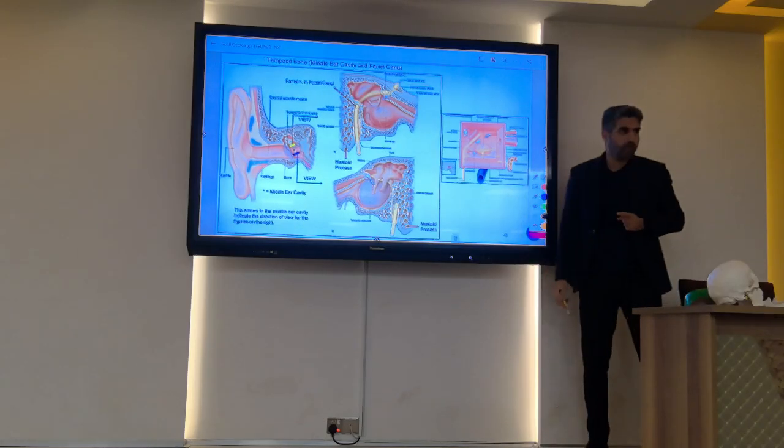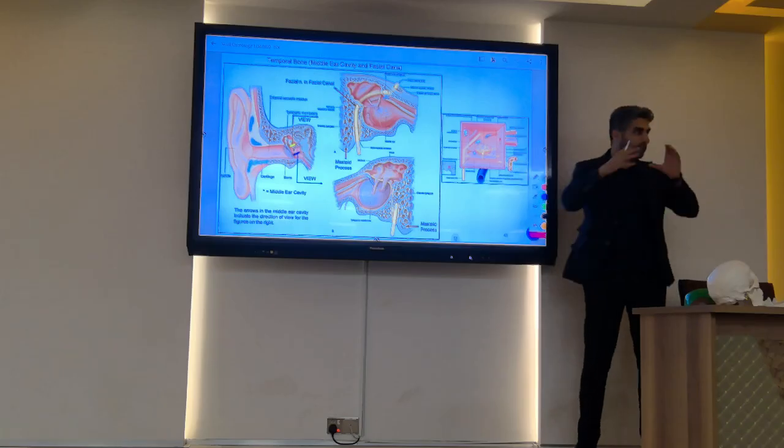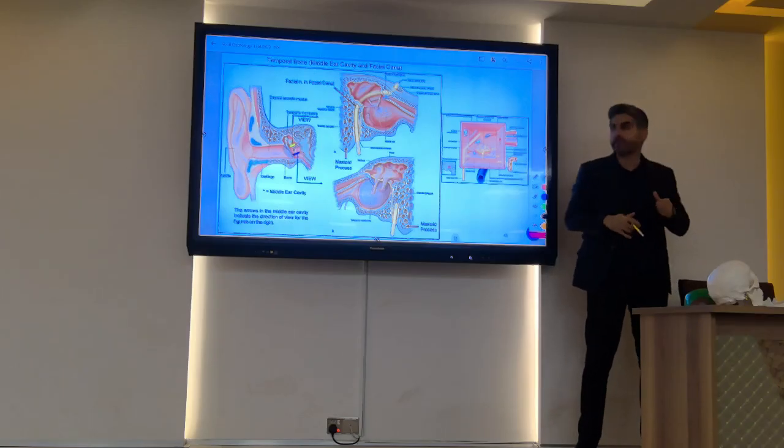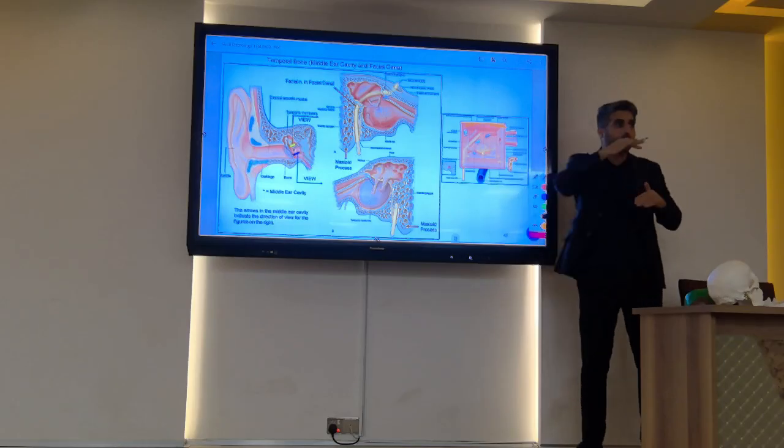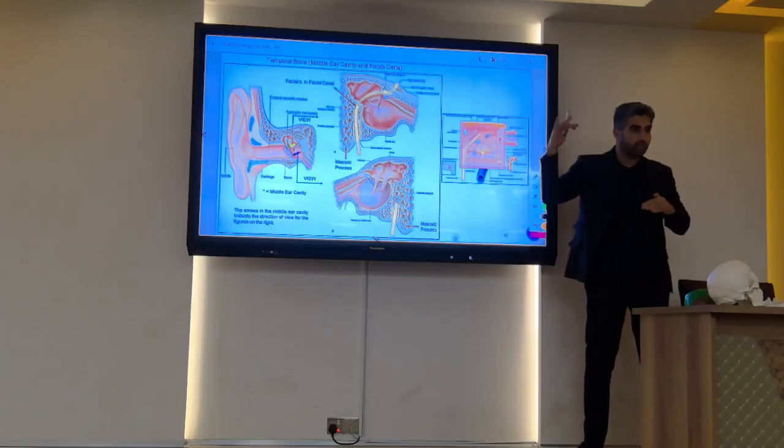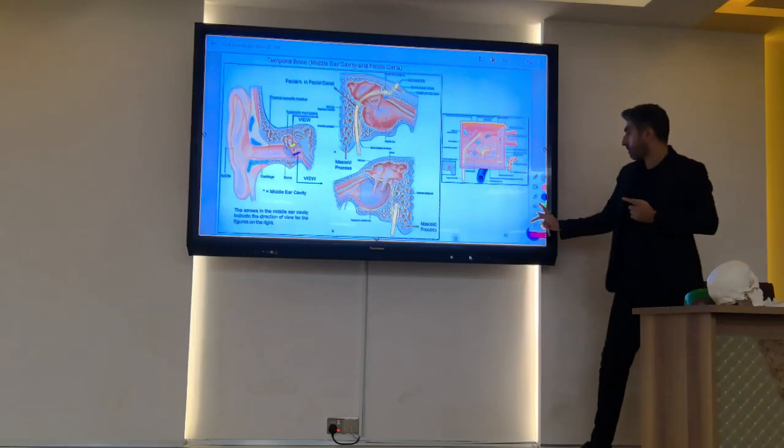And look at this picture. This is the middle ear. You will study it next semester. You can see different parts. For example, the roof of the middle ear, I told you, it's the tegmen tympani on the anterior surface.